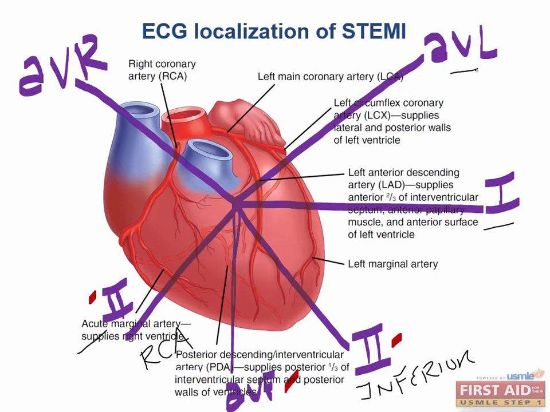They both have their sensing electrode way out here on the left side of the patient's body, which means that they are great for examining the lateral wall of the left ventricle. Okay, great. Now let's keep going.